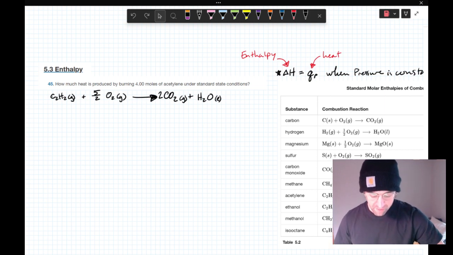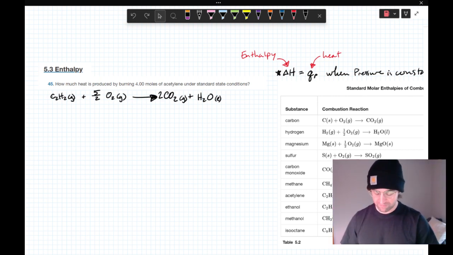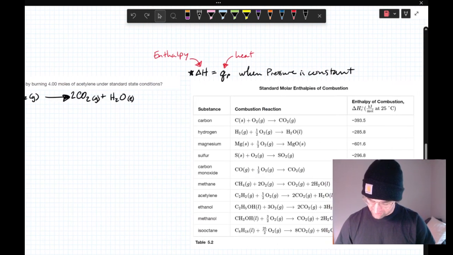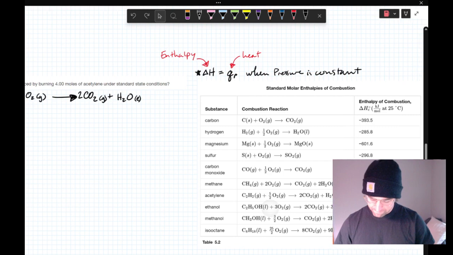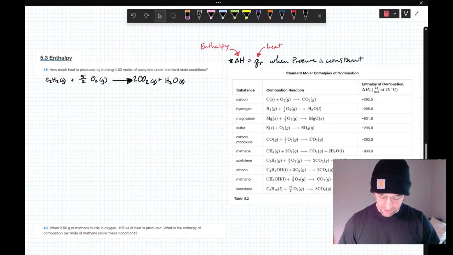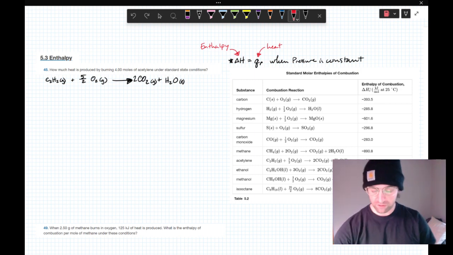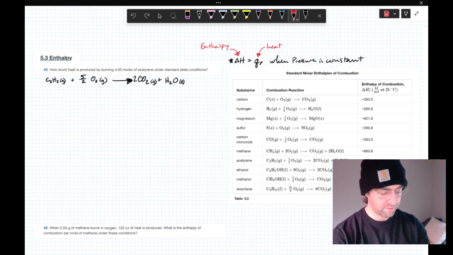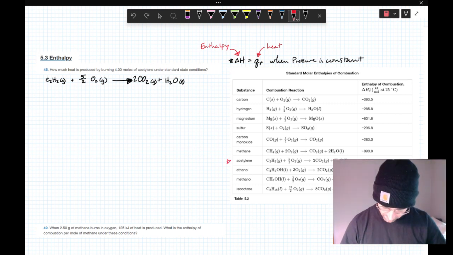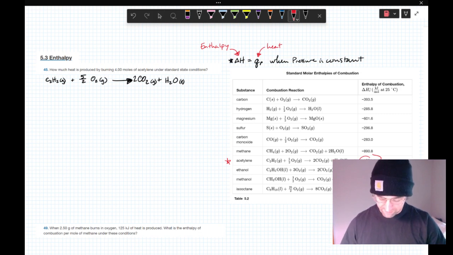So how much heat is produced by burning 4 moles of acetylene under standard state conditions? Standard state conditions being like 1 atmosphere, 25 degrees Celsius. Yep. This is something that we would go to our tabulated values for. And here it's table 5.2. And we're looking for acetylene, which is right here. And so this reaction, they've actually just given it to us as written. I've rewritten it up here under the question.